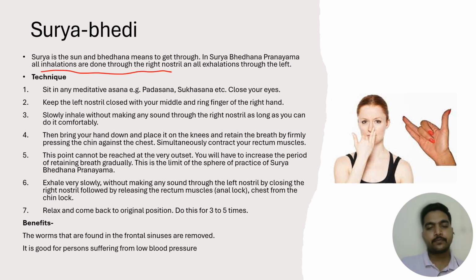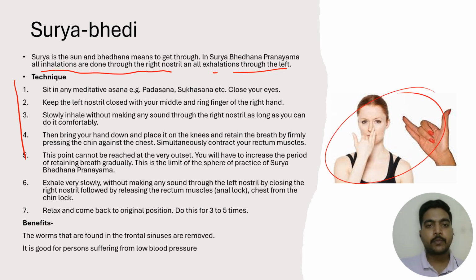So basically, all the inhalation is through the right nostril, whereas in Anulom Vilom it is alternate, and all the exhalation is through the left. The process is similar to Anulom Vilom. Just sit in any meditative asana, Padmasana, Sukhasana, etc. Close your eyes, then keep the left nostril closed with the middle and ring finger of the right hand. Just see this picture. Slowly inhale without making any sound through the right nostril as long as you can comfortably.